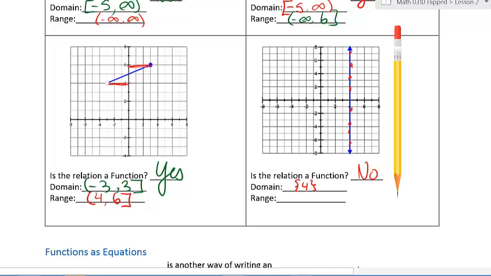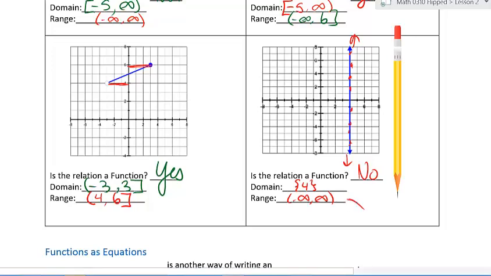If I'm talking about all of the values between two numbers, that's when we would use interval notation. Now this arrow goes down forever and this arrow goes up forever. So my range is -infinity to +infinity. It truly does go down forever and it truly does go up forever. But there's only one value in the domain, and that is 4.